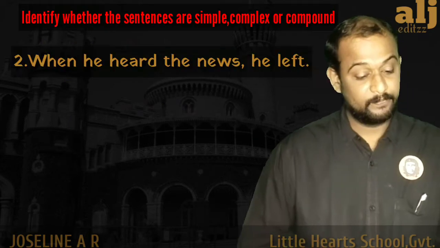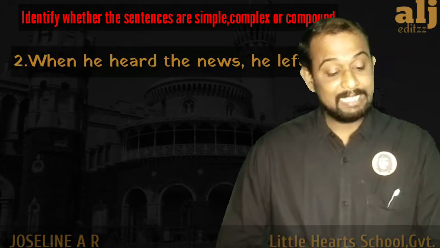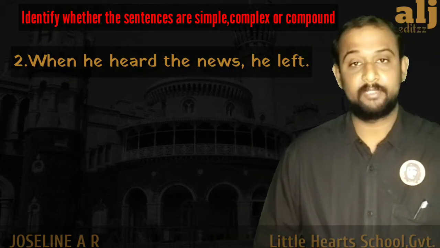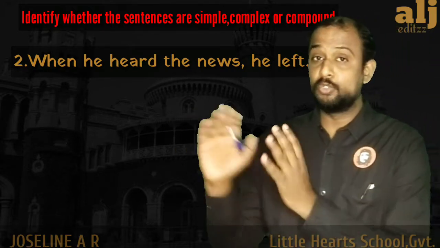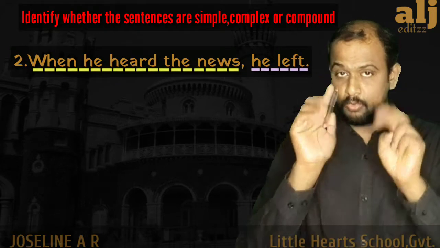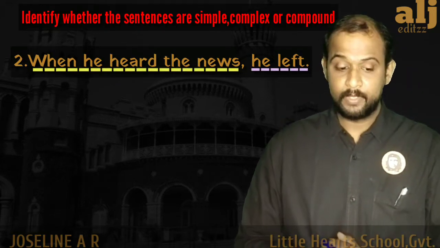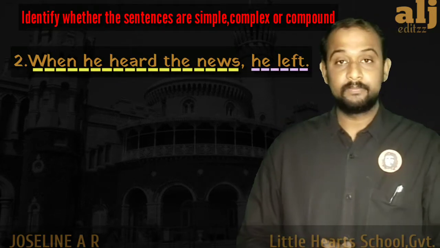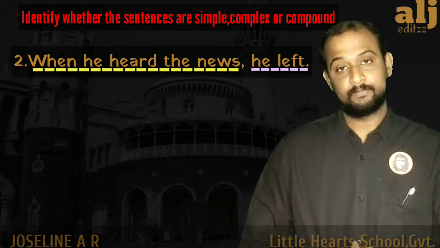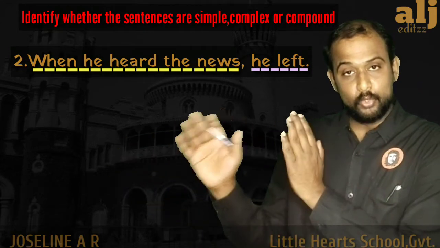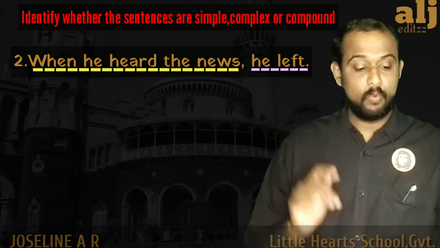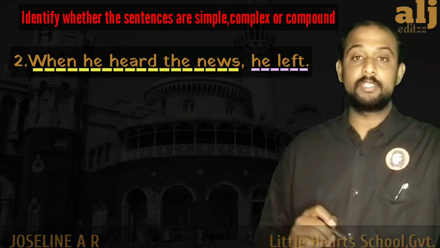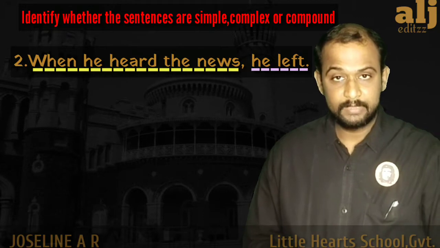See the next one. When he heard the news, he left. You see, there are two clauses here. There are two finite verbs. One is heard. Next one is left. We have two subject-verb combinations here. It means we have two clauses. One is when he heard the news. The second one is he left.